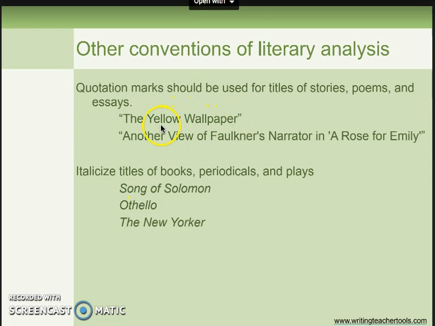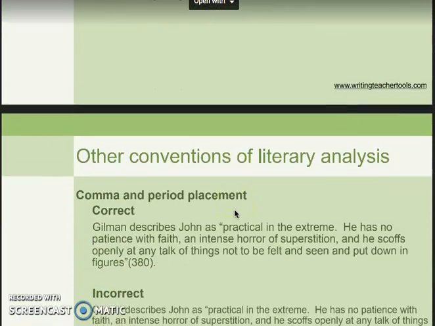So you would have, remember, "The Yellow Wallpaper" is in an anthology. It's in a big book, right? So the anthology, our textbook, would be in italics, and then the title of the story is in quotation marks. If you find something in an academic journal, the title of the academic journal would be italicized, and the title of the article in the academic journal would have quote marks.